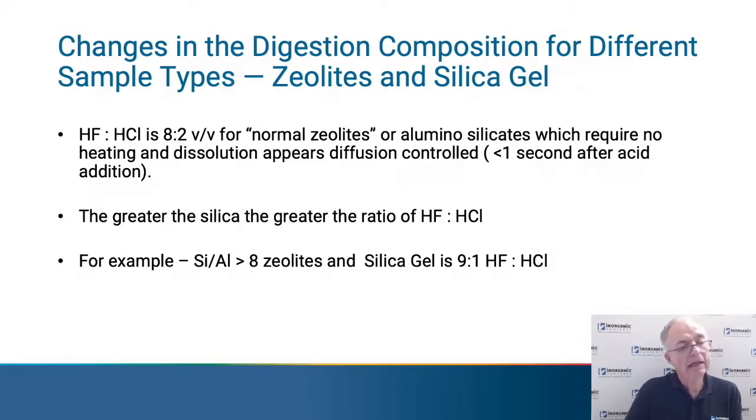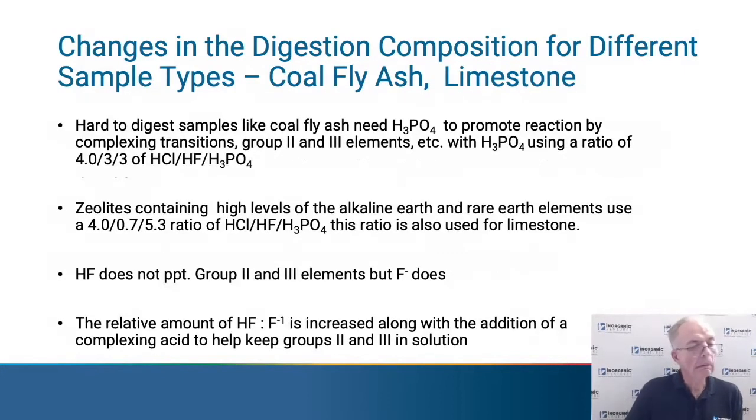Now this next slide we'll talk a little bit about the changes in acid composition, but I'm not going to focus on this. I just want to mention that you can alter and change the acid composition considerably to your advantage, depending upon what, in the case of a zeolite, what the composition is. Shown here is some of the change that can be made for samples containing problematic elements like calcium. And you would normally get a calcium fluoride precipitate.